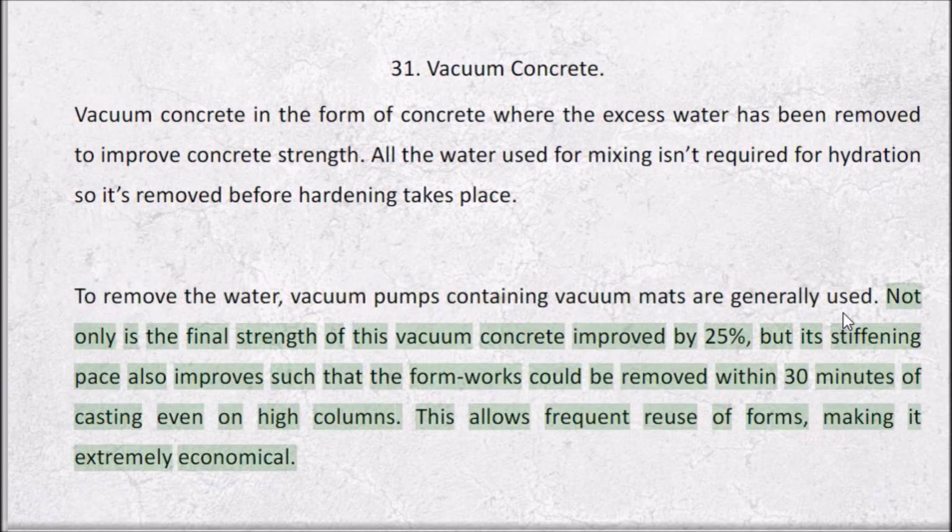Not only is the final strength of this vacuum concrete improved by 25%, but its stiffening pace also improves such that the formworks could be removed within 30 minutes of casting, even on high columns. This allows frequent reuse of forms, making it extremely economical.